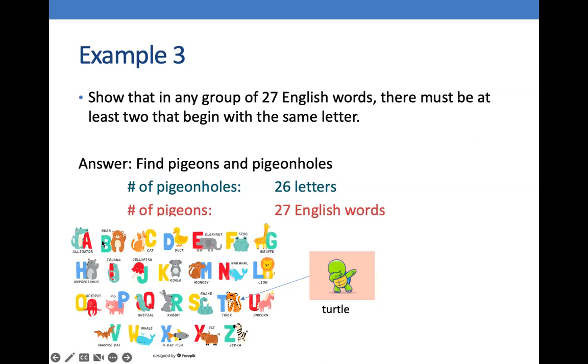So suppose we have these 26 letters and there is an associated word for each letter. Okay, so A starts with alligator, B for bear, etc. So since we have 27 English words, let's say we have another word here, turtle. So turtle starts with letter T, and this will be binned or mapped to this letter T, which means that this pigeonhole T will have two pigeons, or in other words, at least two that begin with the same letter.